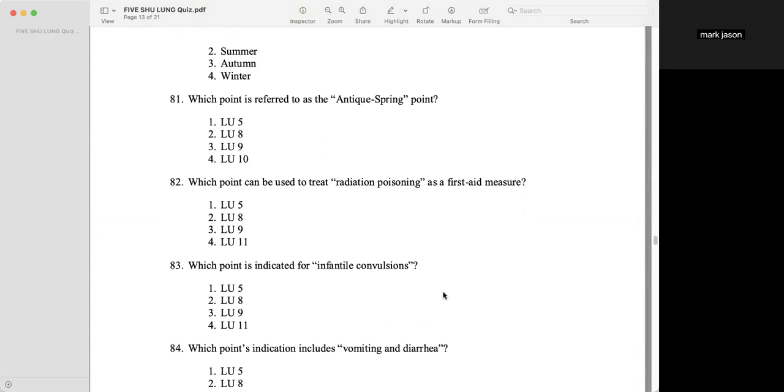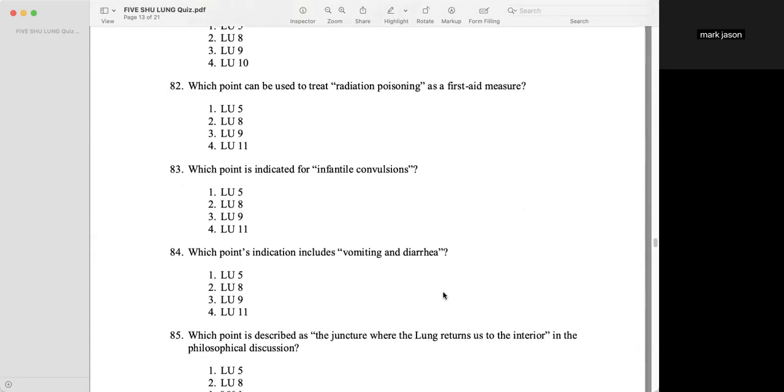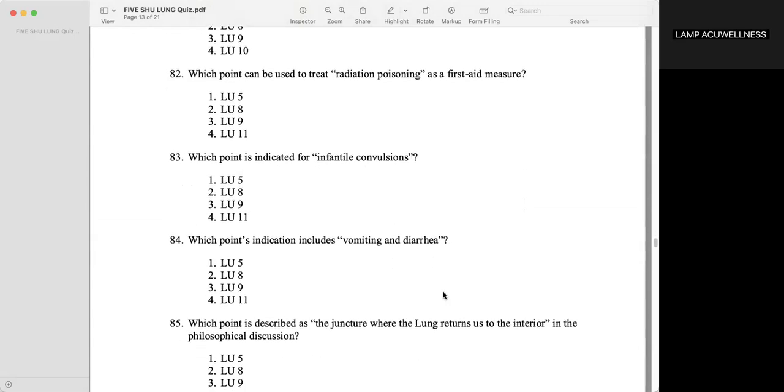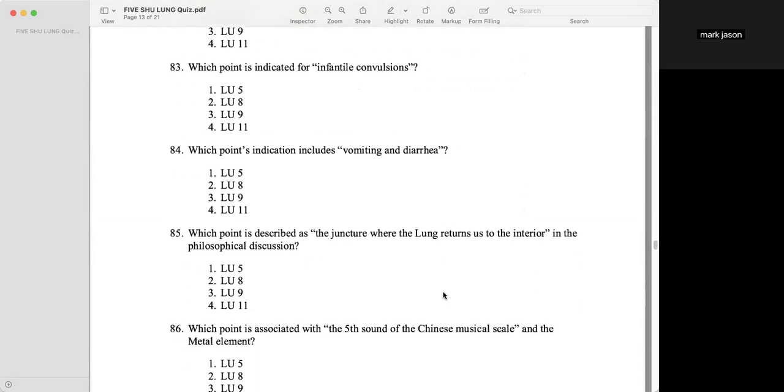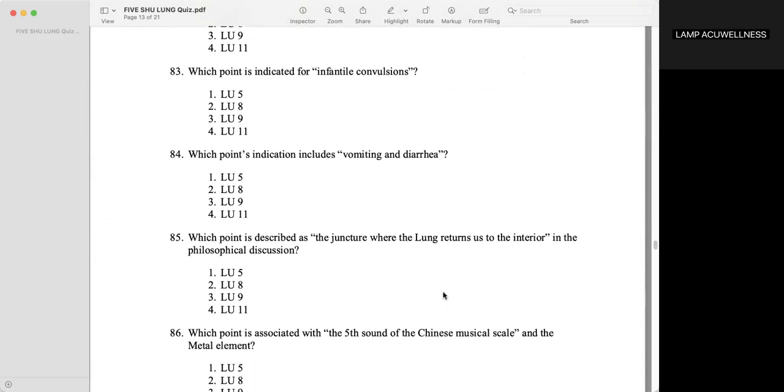Lung 10. This point can be used to treat Spring point. Lung 10. Which point can be used to treat radiation poisoning as a first aid measure? Lung 9. Lung 9. Which point is indicated for infantile convulsions?